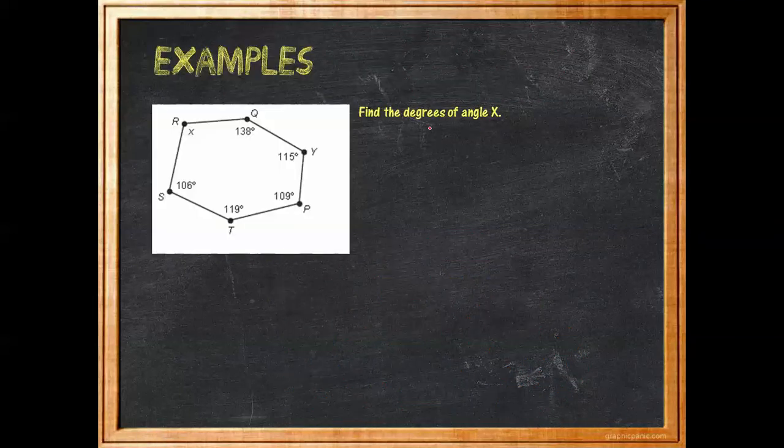For this one, we want to find the degree of angle x. So we're given all of the angles except for this one. So the first thing that we need to know is what should all of these angles add up to? So we're going to count our sides: 1, 2, 3, 4, 5, 6. So we have a hexagon, 6 sides. So we're going to use our formula, 180 times 6 minus 2. So we have 180, and we're going to multiply that times 4. And that's going to give us 720. So we want all of these angles to equal 720.